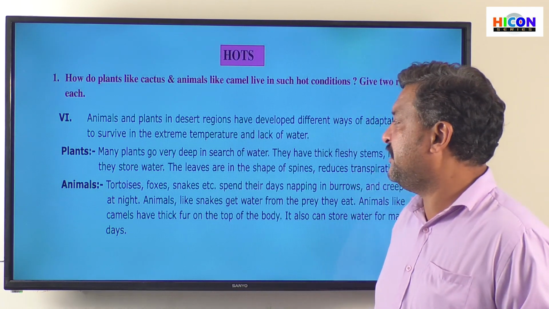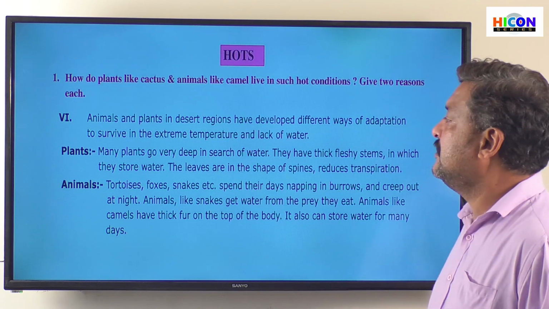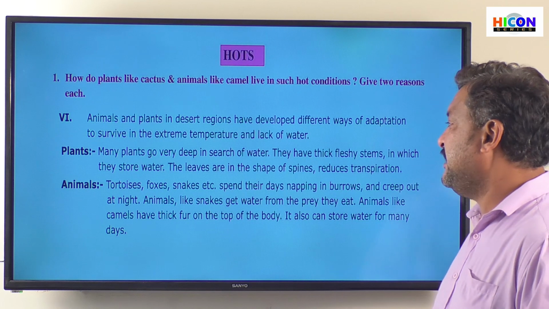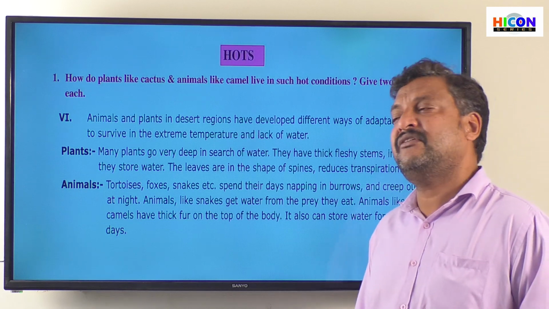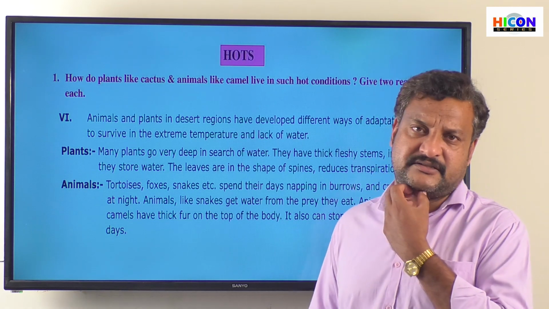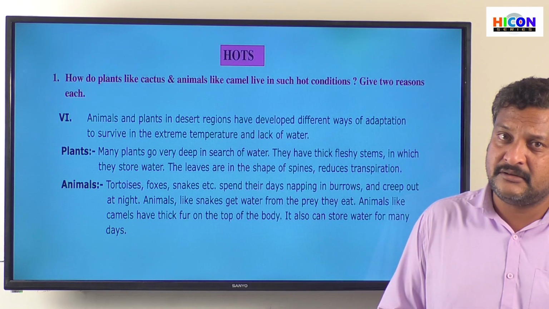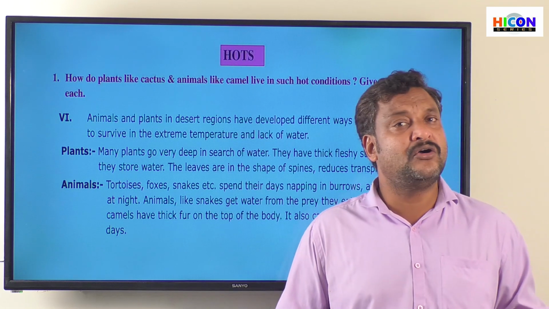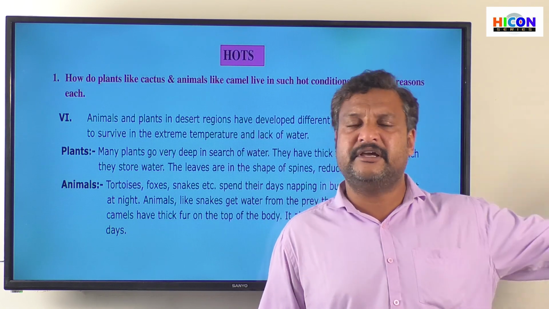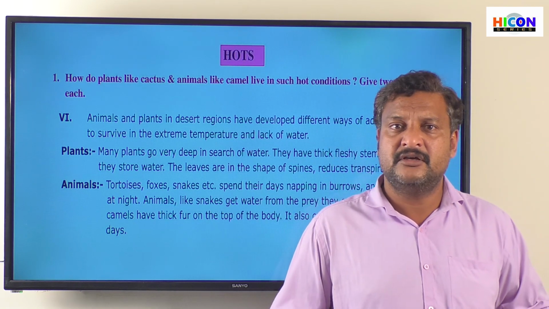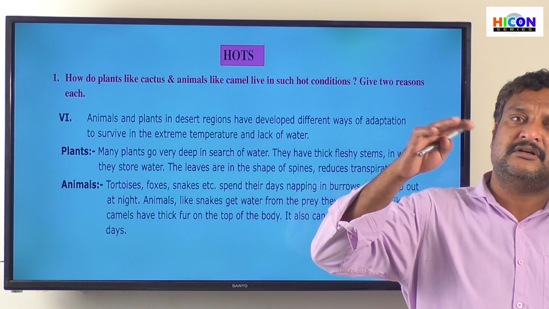Many plants go very deep in search of water. They have thick fleshy stems in which they store the water. The leaves are in the shape of spines, which reduce transpiration. So when we discussed cactus in the lesson, I told you cactus are such kind of plants which have a very long root system, so their roots can go farther and deeper in search of water.